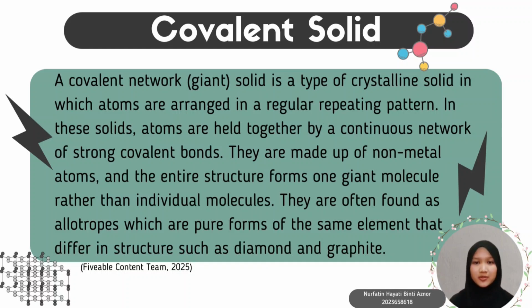They are made up of non-metal atoms and the entire structure forms one giant molecule rather than individual molecules. Covalent solids are often found as allotropes, which are pure forms of the same element that differ in structure, such as diamond and graphite. Next, I will explain the structure, properties and uses of the diamond.